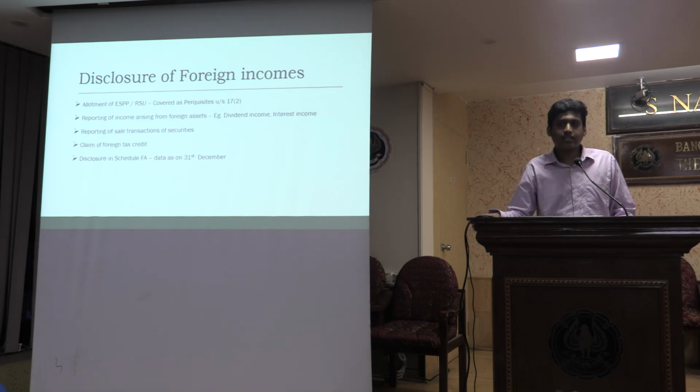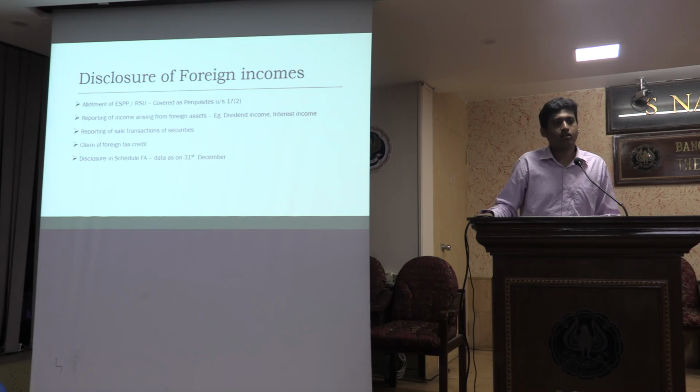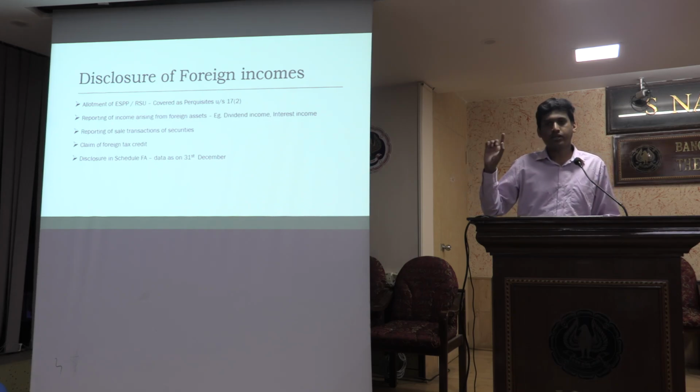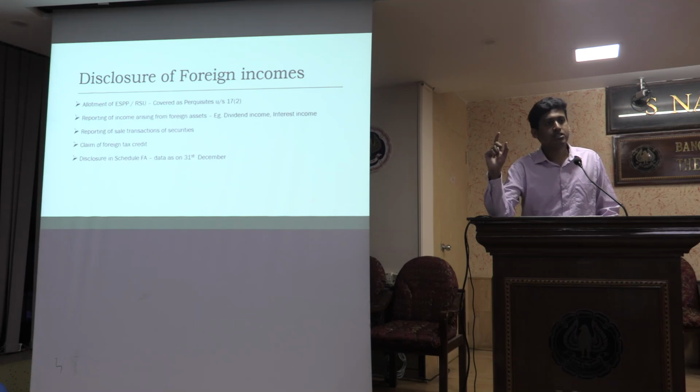Disclosure of foreign incomes: there are chances that the employees would have got allotment of ESPPs and RSUs. So what do we have to report? We have to take something called a holding statement as on December 31st. The only problem with Schedule FA is that the reporting happens based on calendar year and not financial year.